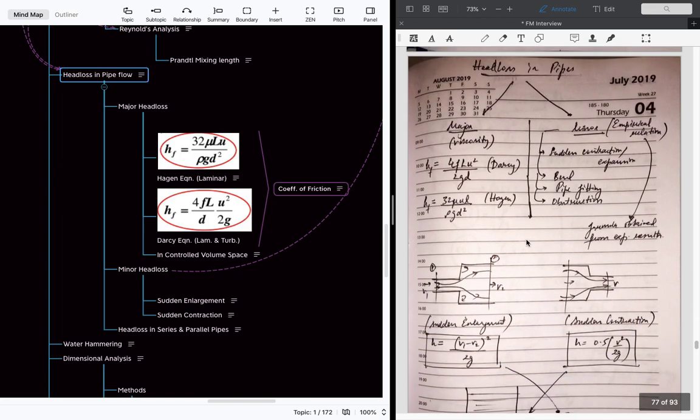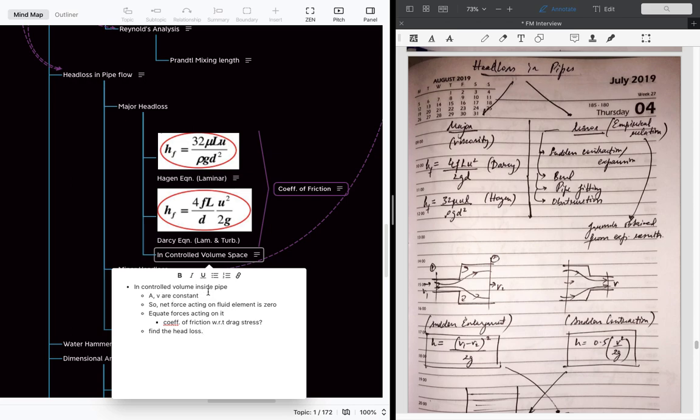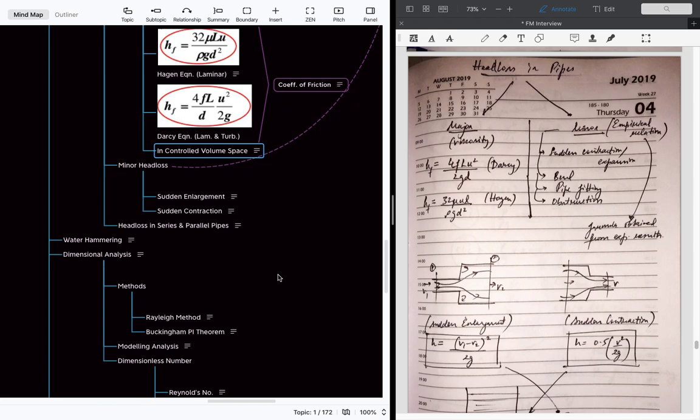Next is the head loss in pipes. There are two kinds of head loss: major head loss and minor head loss. What we discussed earlier, the Huygens and the Darcy equations, are basically for the head loss. So let's see what is written here for the control volume. In a control volume inside the pipe, as we just said, area and stress are constant. Net force acting on the fluid is 0. Equating the forces, using the coefficient of friction and the drag stress, we get the head loss formula. Major head losses are due to friction and viscosity, and minor head losses are due to sudden contraction or expansion of the pipe, or bending, or pipe fittings, or any other obstruction.